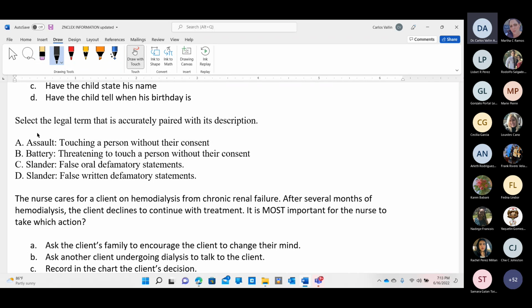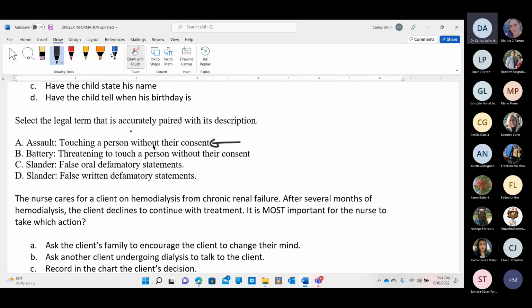More topics of legal, etc. Select the legal term that is accurately paired with its description. So I have four nouns and the description. Assault, touching a person without their consent. What do you think about this? No, it's wrong. What is this definition? Battery. That's a battery. This is the definition of battery.